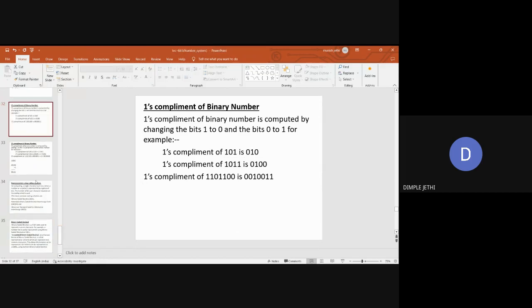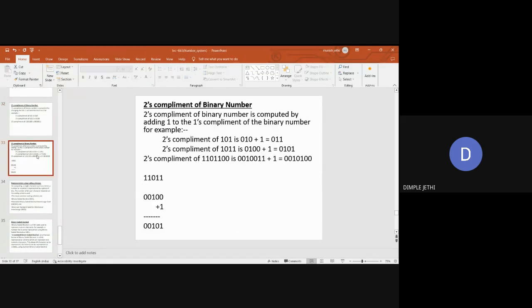Next is how to find the two's complement. For finding the two's complement, you have to convert it into ones complement and then plus 1. This will give you the two's complement.